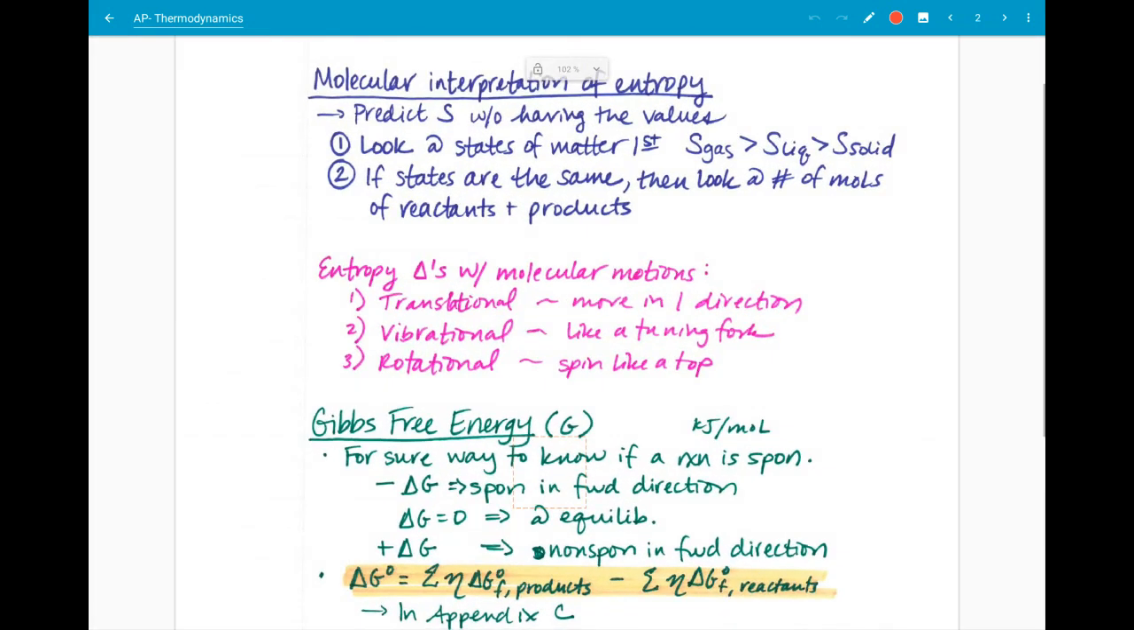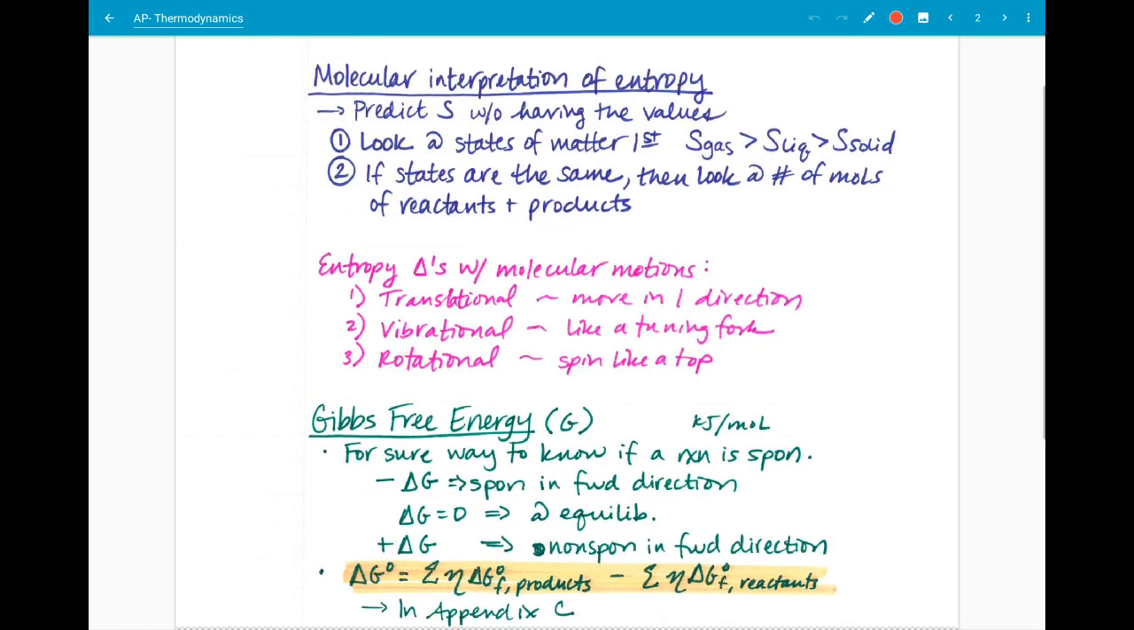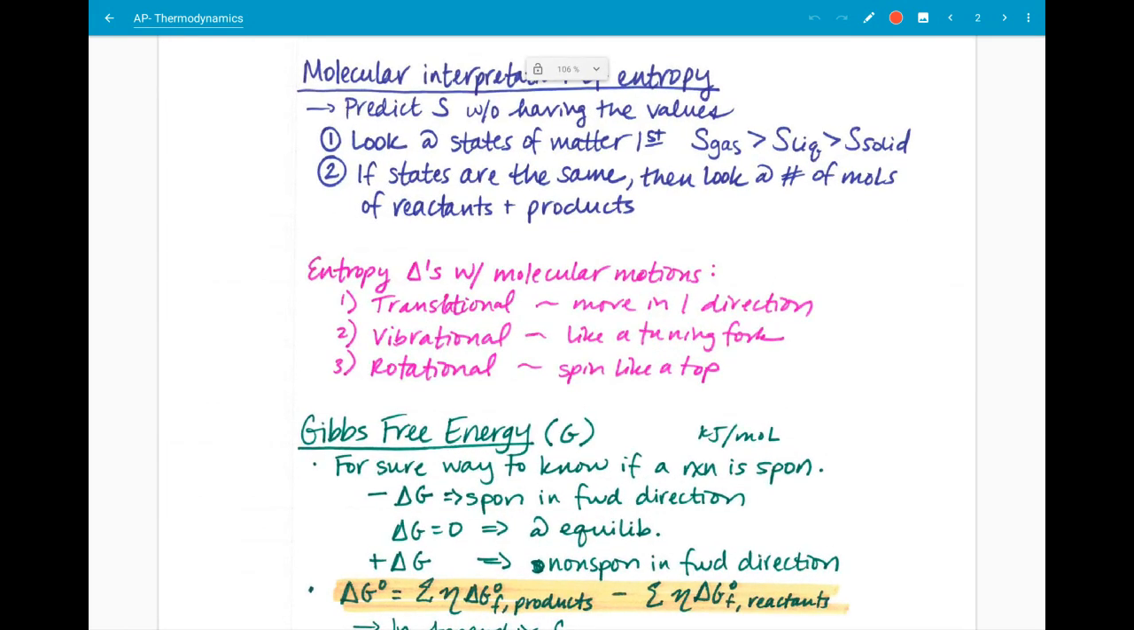There is a molecular interpretation of entropy. This might help you with a multiple choice kind of question. I want you to realize that you can predict entropy without having the values by looking at states of matter. The entropy of a gas is higher than the entropy of a liquid, which is higher than the entropy of a solid. If the states of matter are the same, then we look at the number of moles of reactants and products. If we have more moles, it will have a higher entropy value.